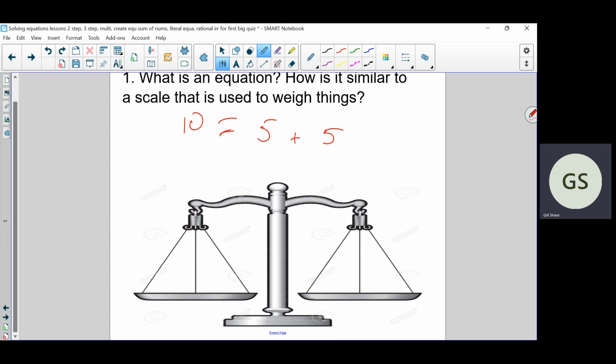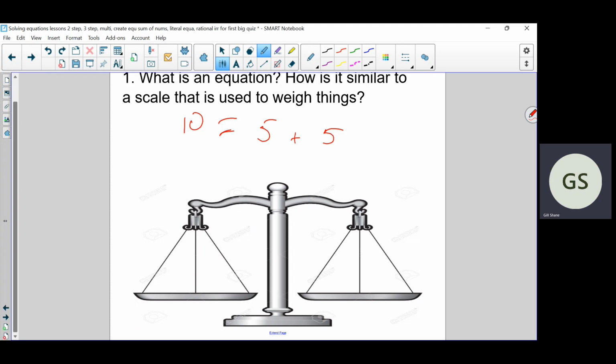So we'll say 10 on the left, 5 plus 5 on the right. The value of the left is what? 10, right? There's 10 there. That's all I got. An equation is just all numbers. Even if we see a variable, it is a number, and we just don't know what the actual number is yet. So the value of the left is 10. The value of the right is 10.